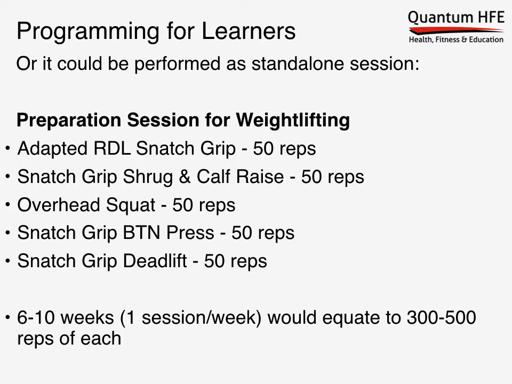Alternatively, you could also perform it as a standalone session. So we might do a preparation session for weightlifting. So we may well include just the same exercises: an adapted Romanian deadlift with a snatch grip, the snatch grip shrug and calf raise, overhead squat, snatch grip behind the neck press, or snatch grip deadlift. And obviously these are all very specific to the snatch. You could start to integrate some jerk, some clean variations, following the same kind of lines. And again, we may just do that one session per week. 6 to 10 weeks, assuming we're just doing it once a week, again would equate to our 300 to 500.